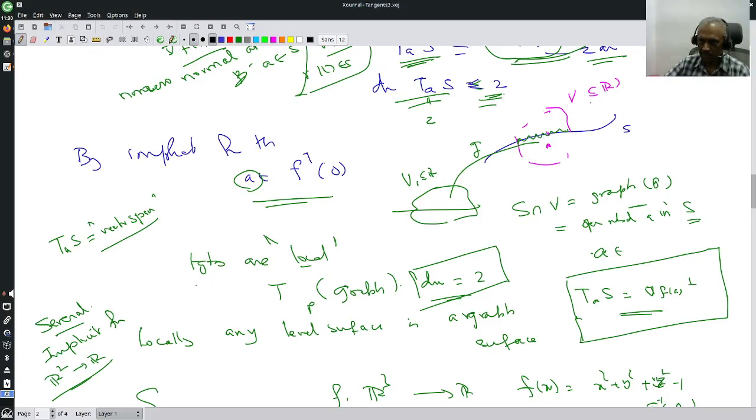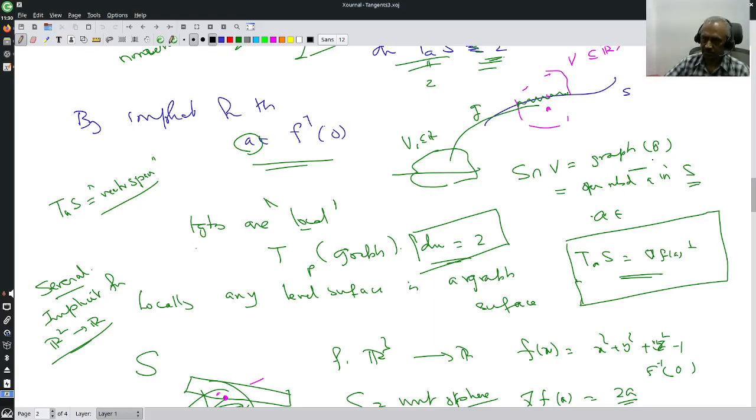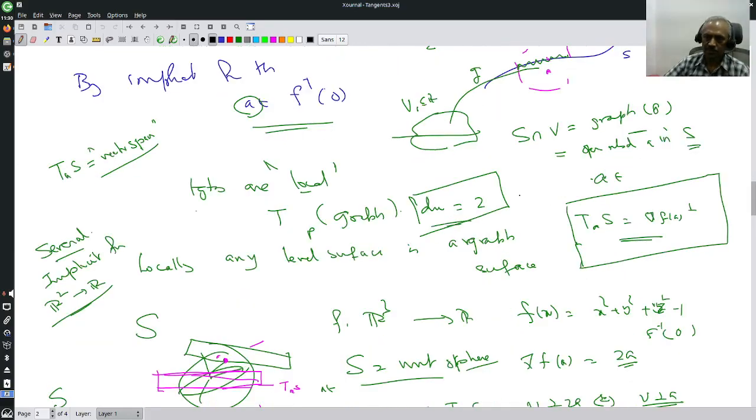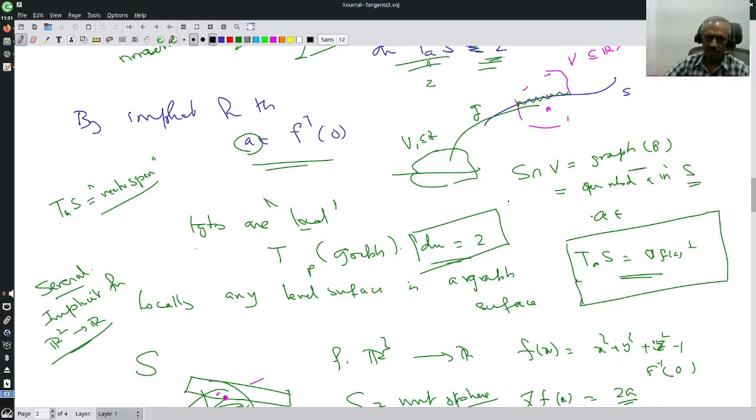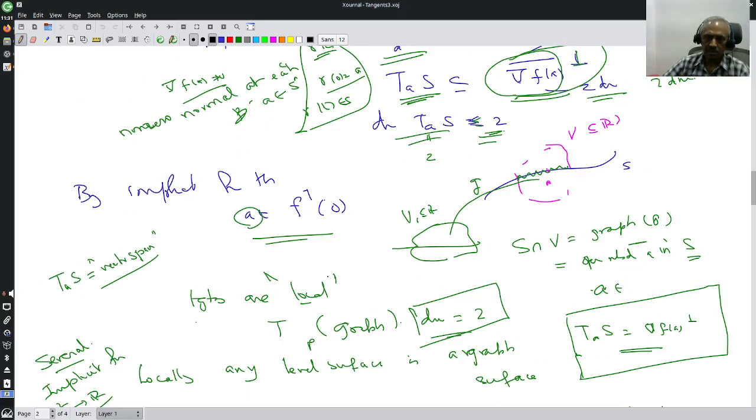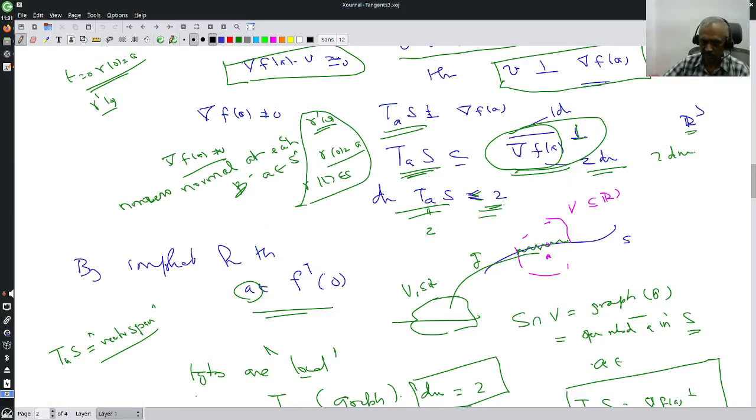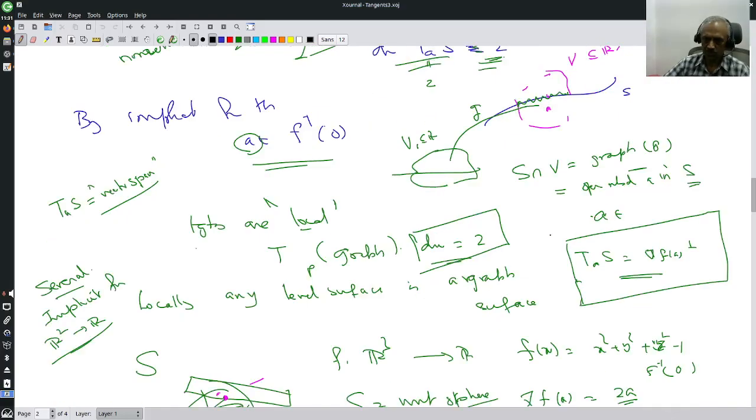V is something in R3, a neighborhood of A, and intersect S, then this part of S is what I got. This is the curly line, that is part of S, the surface around A. This is a relative open neighborhood of A in S, and it is nothing other than the graph of this function G from V1 in R2 to R. We had already found out that the tangent space to the graph of G is of dimension 2. Since locally the level set is the graph of G, the dimension of the tangent space at A to S must also be 2.